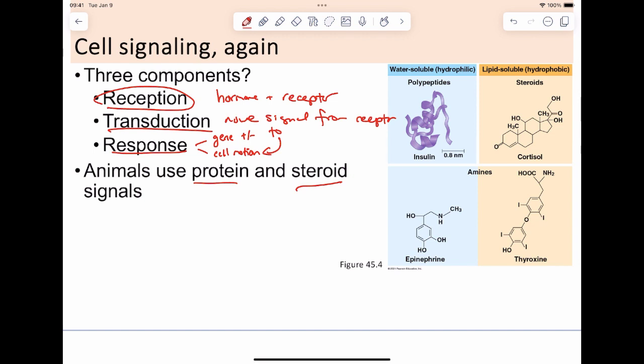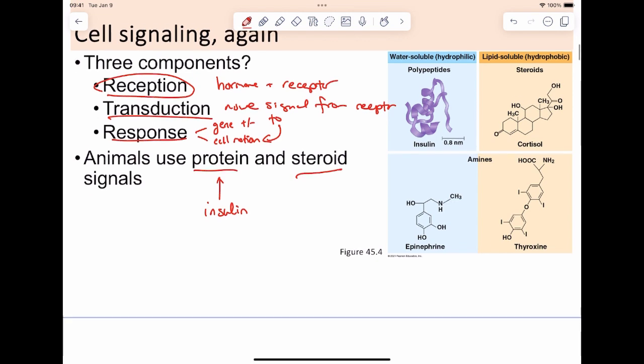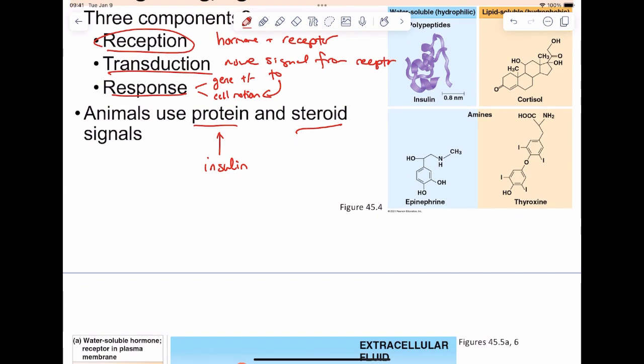The most famous of the protein signals that you probably heard of. Insulin. The first transgenic gene ever used was insulin. Do you know where we used to get insulin before we engineered it and put it inside a bacteria? Well, it's from the pancreas, so we need to get it from an animal.